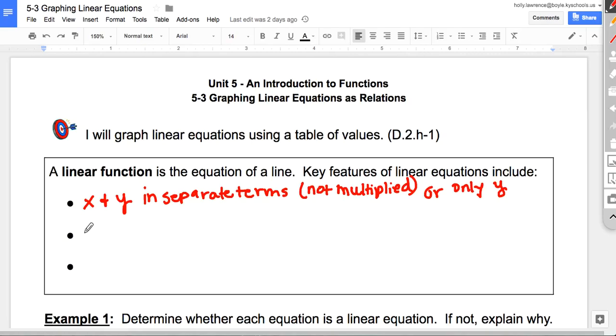Another thing is that there are no exponents on x or y. Exponents make a graph curve, and I'll show you what that looks like. And the third thing is no dividing by variables.